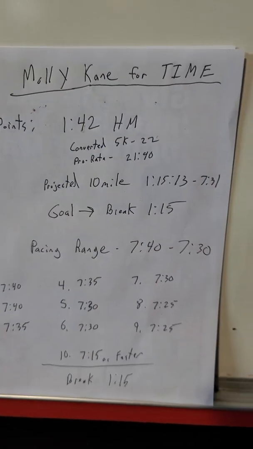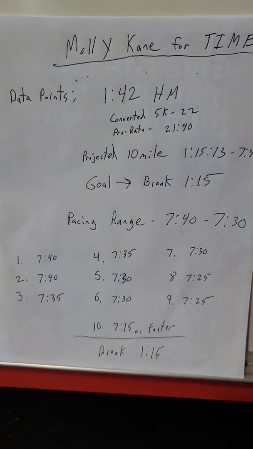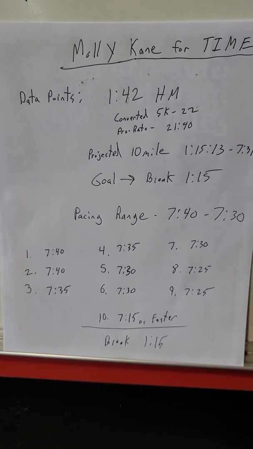We are going to start with Miss Molly Kane. Now, let's keep in mind with Molly, we don't have a lot of data points. She had the half marathon, which she ran 1:42. She's relatively new with us. She's been doing really well. And so we have a Molly Kane for time. So in this particular one, we only have that one data point, as I said.